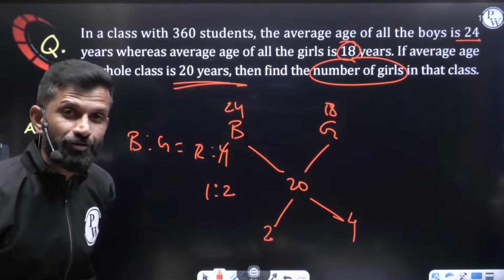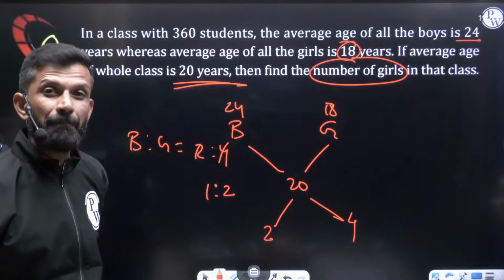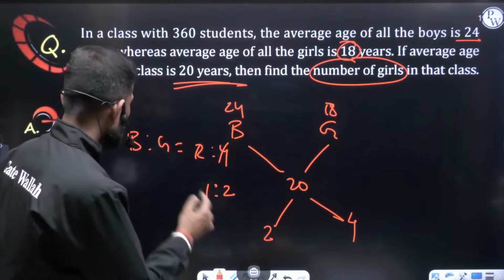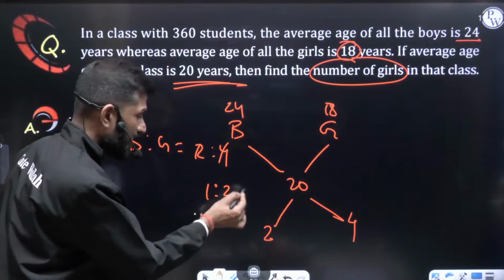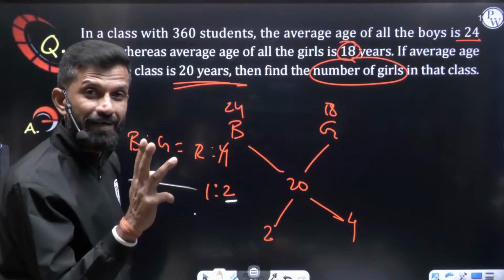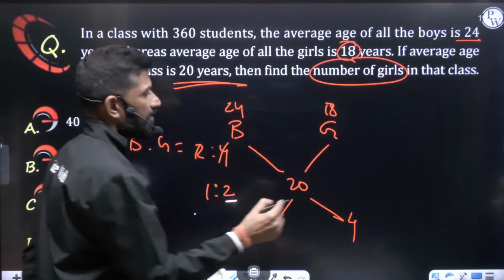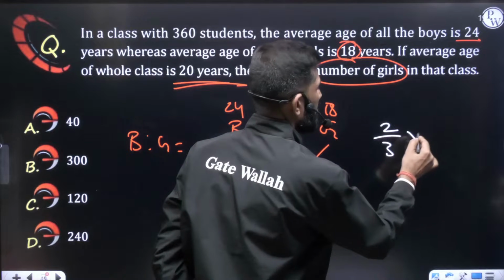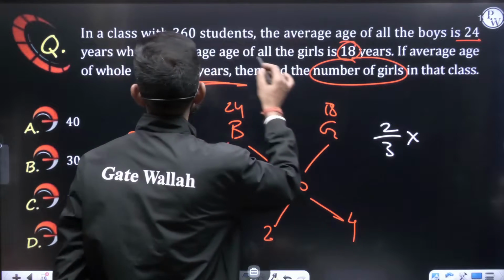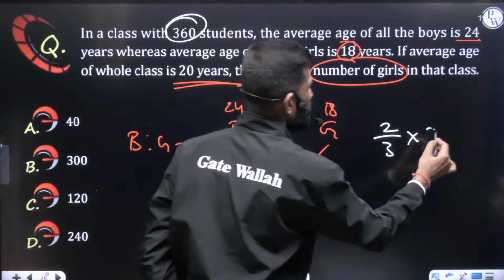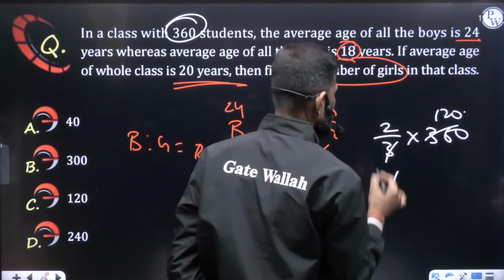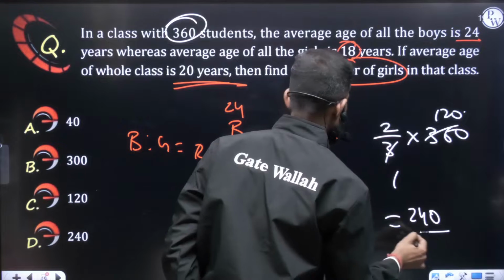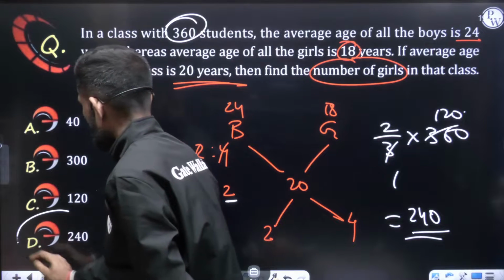But they are not asking for the ratio. They are asking for the number of girls in the class. Girls are 2 parts out of a total of 2 plus 1, 3 parts. So 2 by 3 of the total number of students. The total number of students in the class was 360. So 2 by 3 of 360: 3 ones are 3, 3 twos are 6, so 120, and 120 into 2, there are 240 girls in the class. That is given in option D.